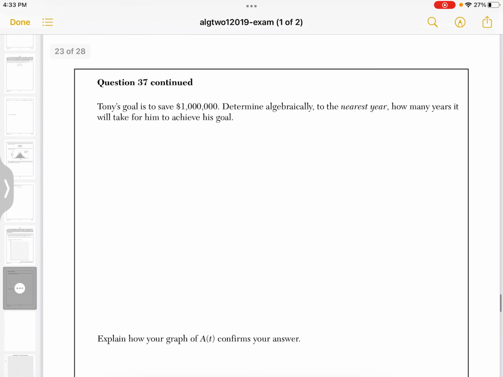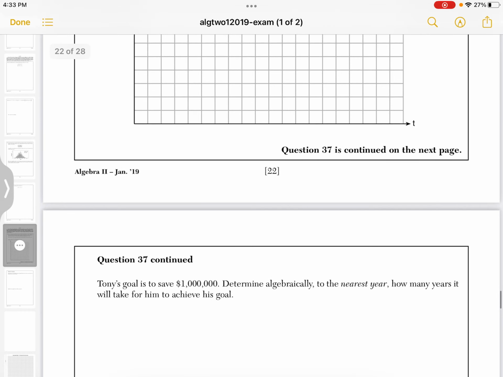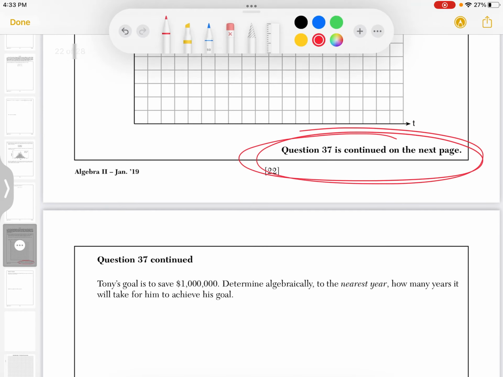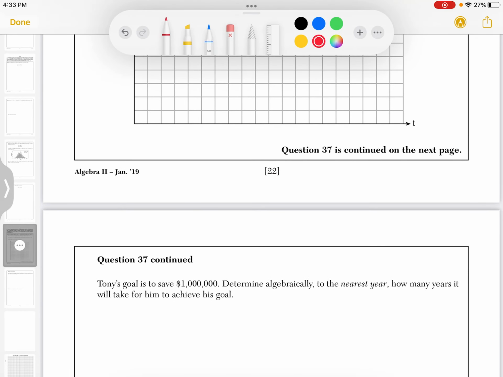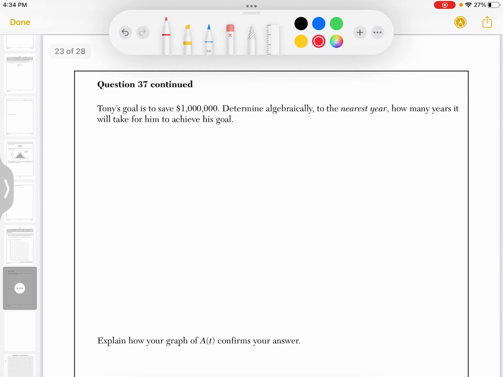Perfect, it deleted all my stuff. Love it so much. Doesn't matter because we are going on to the next page. Do know it does tell you if it's continued on the next page, so make sure you read. And I'm going on to the next one.